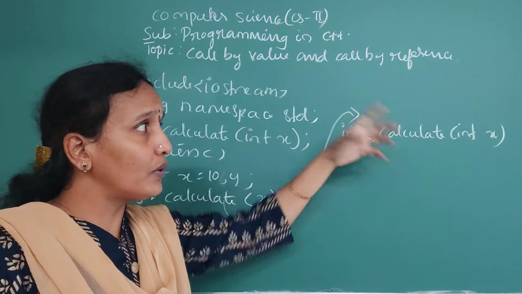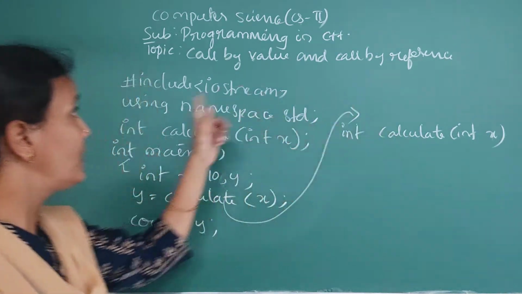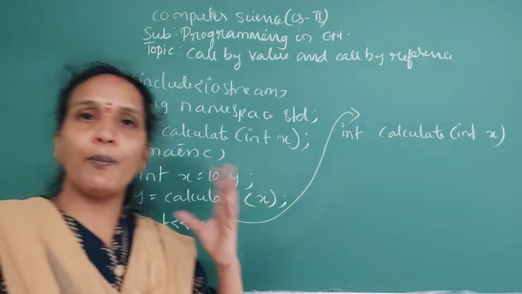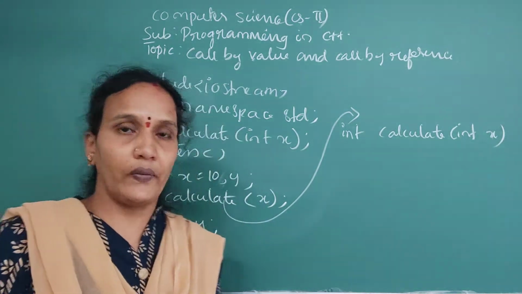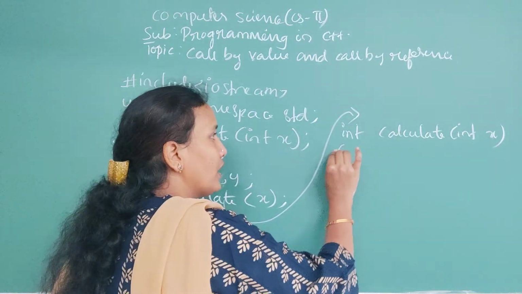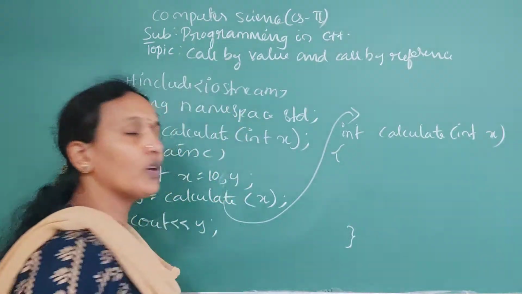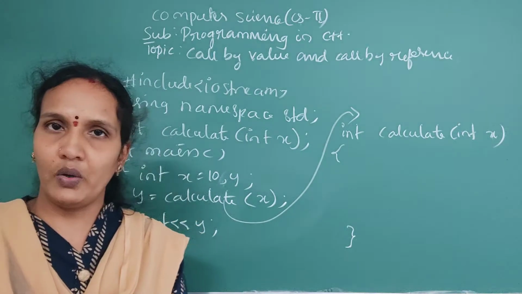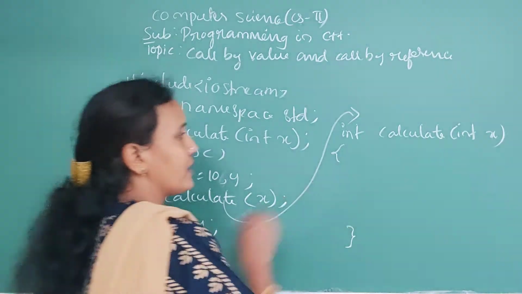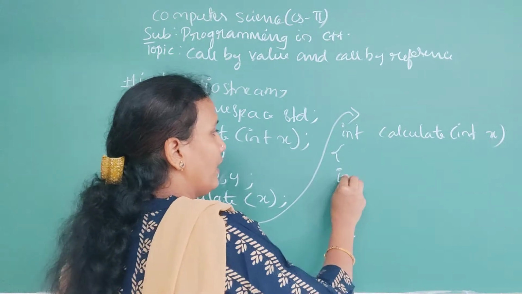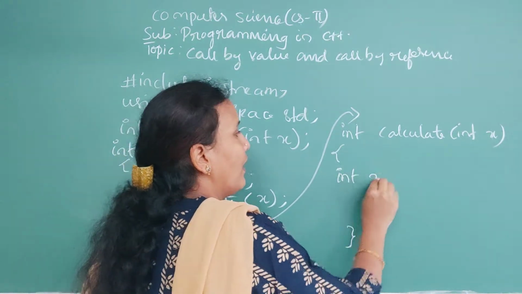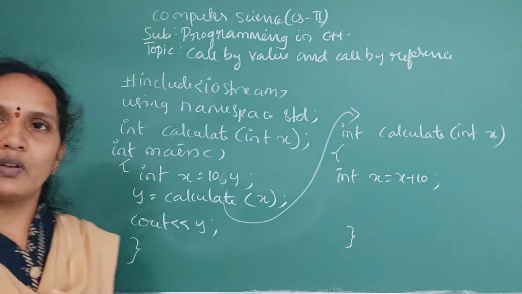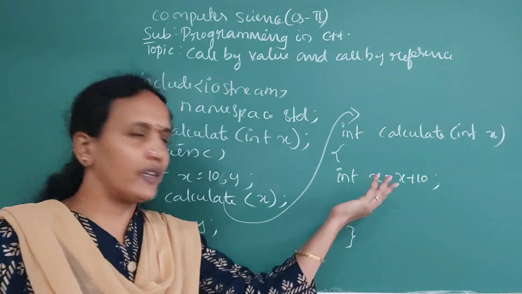Right? How can you identify it as a user-defined function? Because before the main function, I have given the prototype. If you have given a prototype, that means it is a user-defined function. Now it is a function, it should have a body, because a function is a block of statements, and whatever statements are in the function should be enclosed between braces. Here, what I am doing is, x equals x plus 10. I'm just adding 10, that's it.